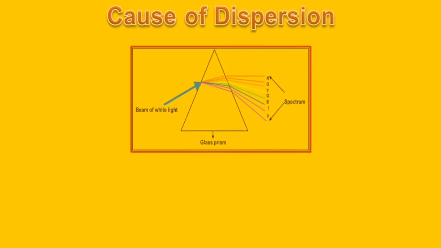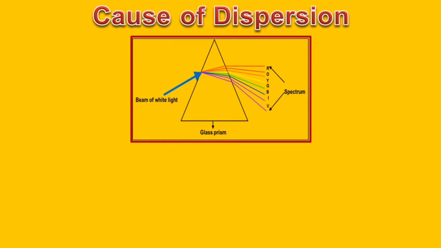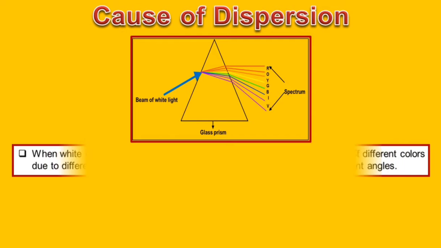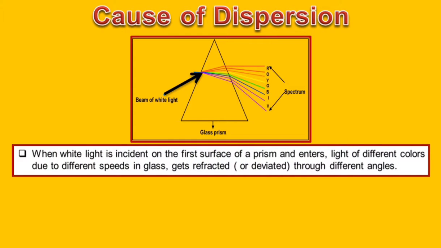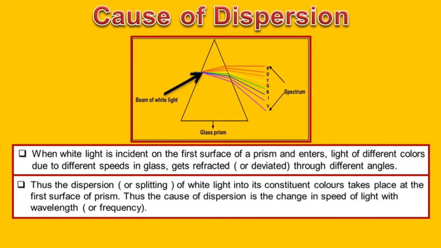Because of dispersion. Do you know why light gets dispersed when it passes through a transparent medium like a prism? Let's find out. When white light is incident on the first surface of a prism and enters the glass, the different colors get refracted, or deviated, through different angles, since they travel at different speeds in glass. Thus the dispersion, or splitting, of white light into its constituent colors takes place at the first surface of the prism.